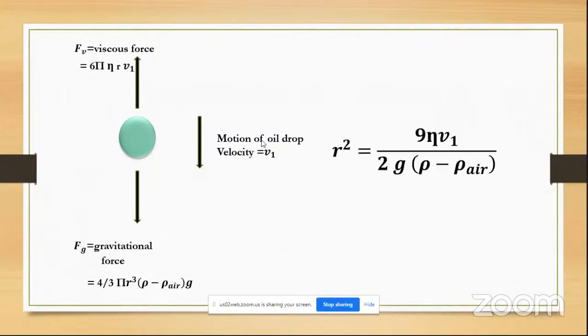When the oil drop falls with a constant velocity, there should be no net force acting on it. So these two forces must be equal. That is, gravitational force equals viscous force. Therefore, r squared equals 9 eta v1 upon 2g (rho minus rho air), from which r can be calculated if v1 is known, and Fg can be calculated using the viscous formula.